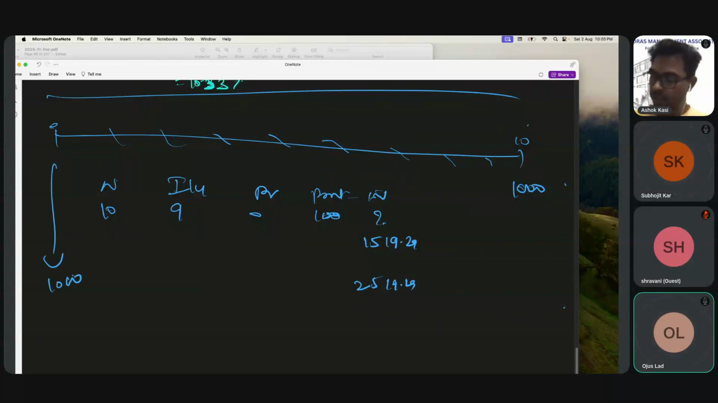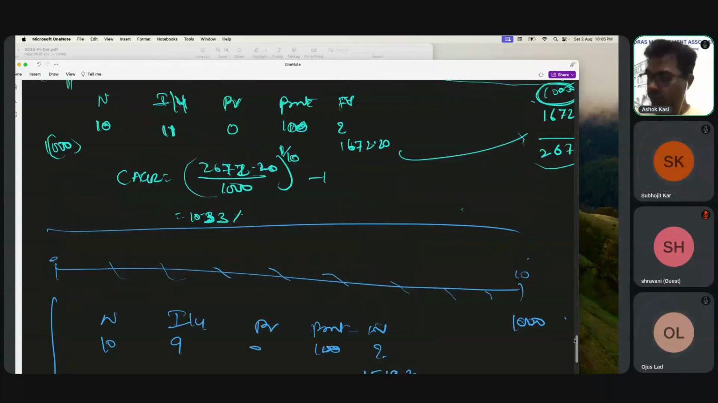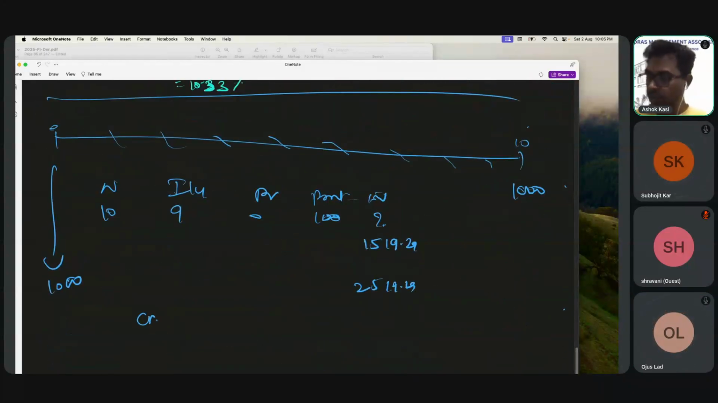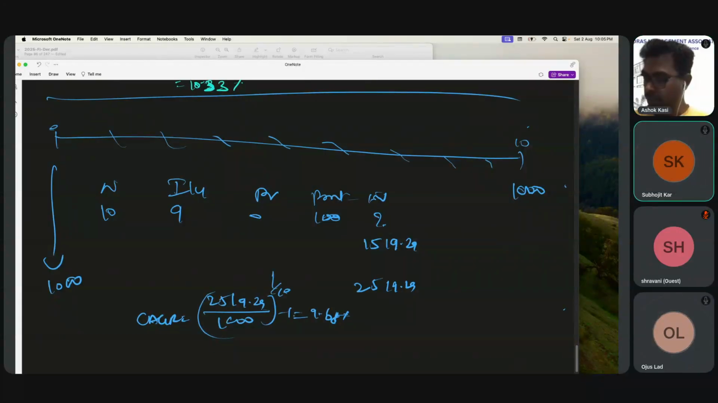And here the present value was 1000 only, right? Yes, it was a par value bond. Now CAGR is 9.68 percent, with 1 by 10 minus 1. Is it okay? Yes, sir.